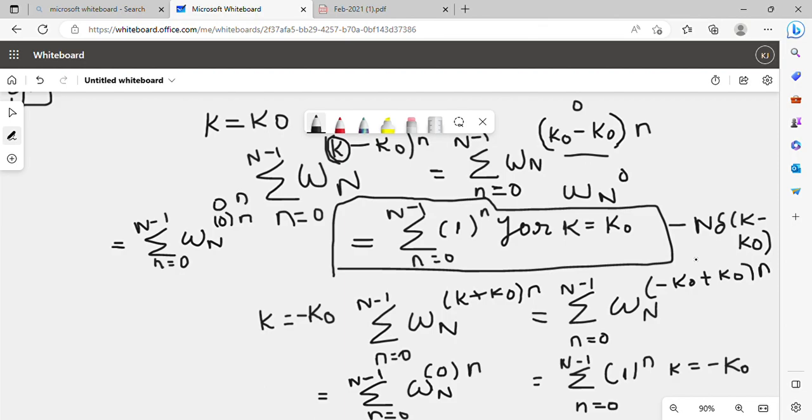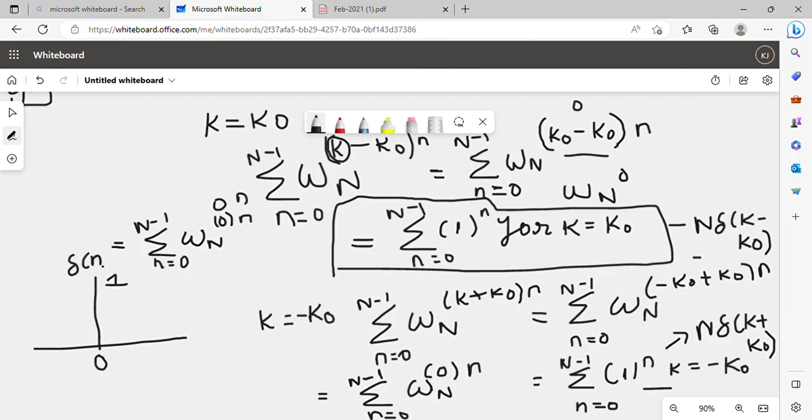Okay, this is what you can write over here, and for this particular term you can write it as n into delta of k plus k naught. Why am I writing it? Because you know about your unit impulse function, which states that for the value 0 the amplitude is 1. This is my delta of n, which is my unit impulse function, right?